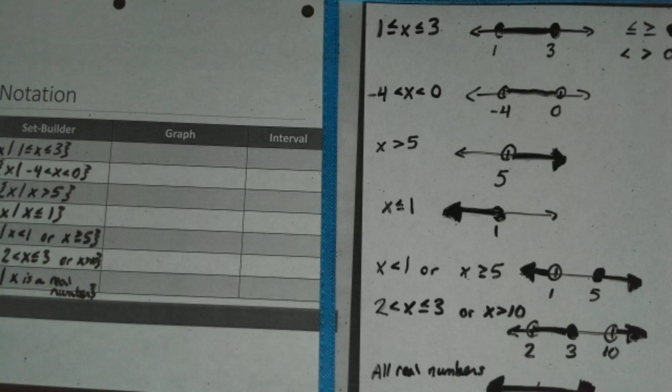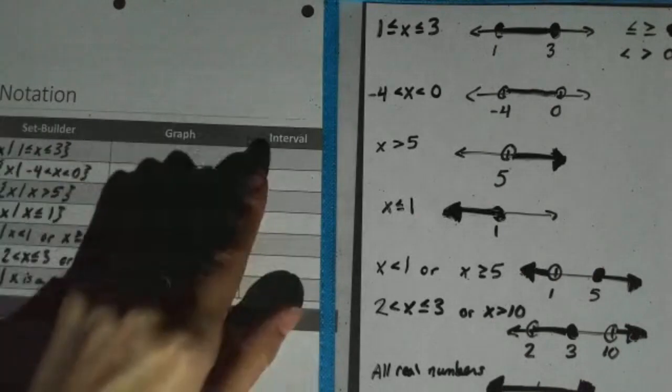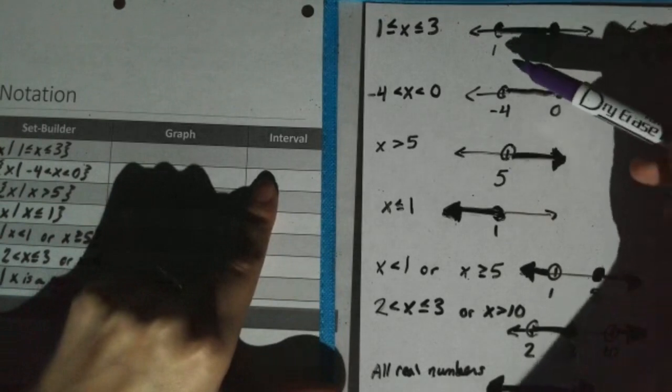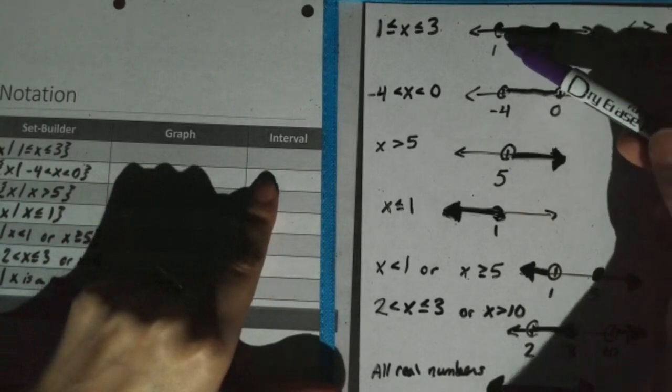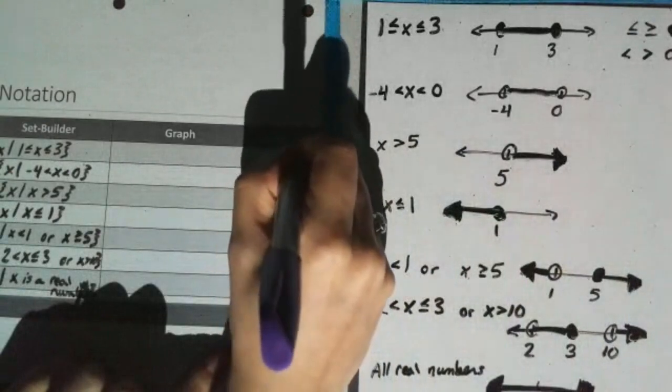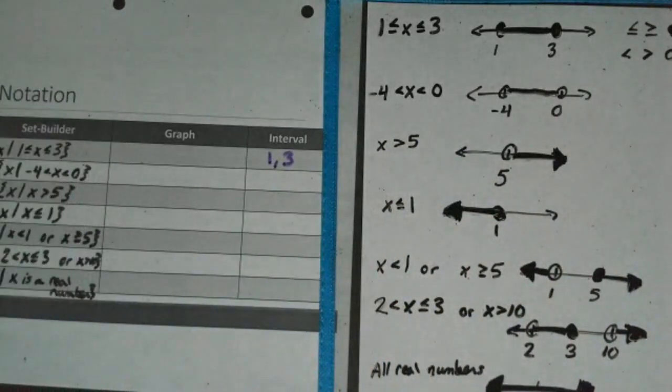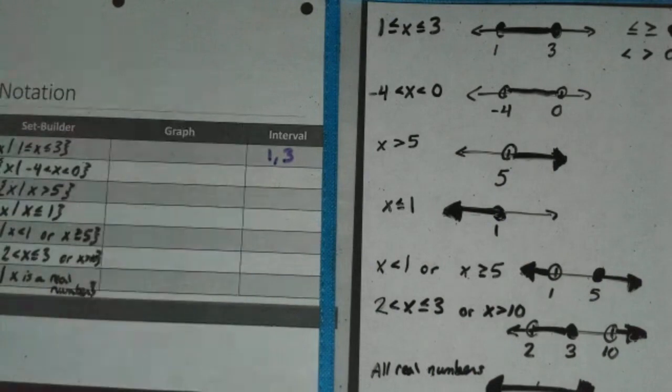So first up, we have 1 is less than or equal to x is less than or equal to 3. In interval notation, we're just going to focus on the endpoints. So the numbers that we're looking at are between 1 and 3. So the endpoints are 1 and 3. Then we need to decide whether to use parentheses or square brackets on each side of this interval.